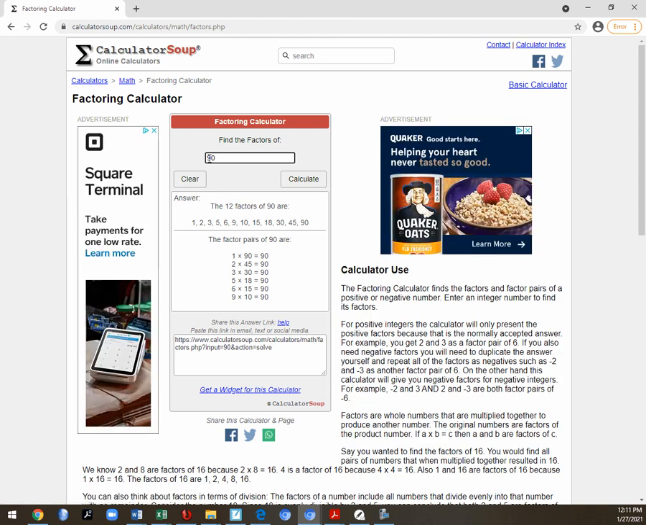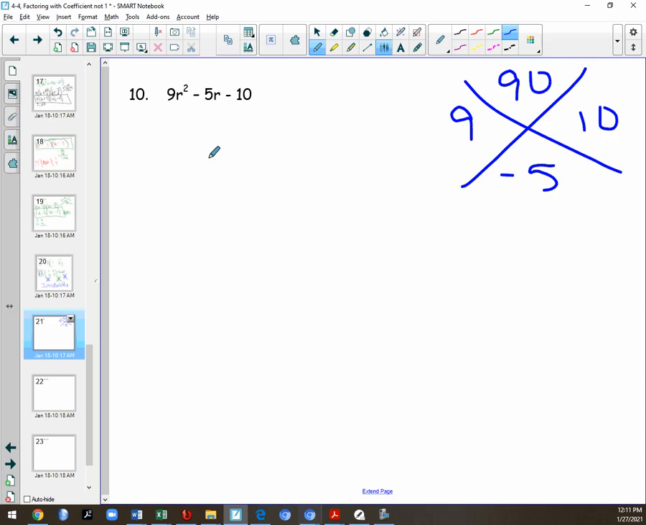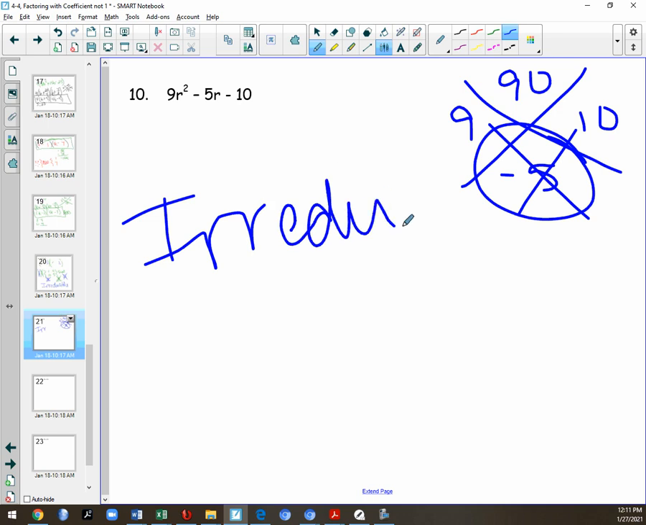45 minus 2, 30 minus 3, 18 minus 5, 15 minus 6, and 10 minus 9. None of those are going to give you what we need, which is a -5. So therefore, since I could never obtain that, it is going to be irreducible. So the irreducibles are really easy to find on this method.